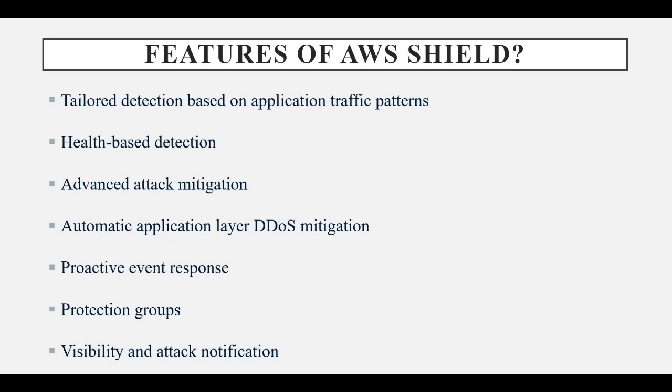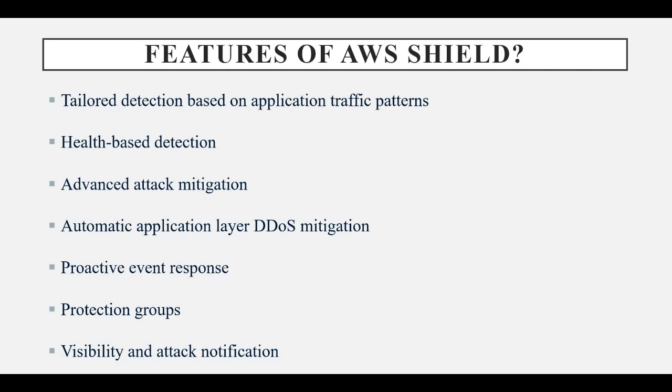It has tailored detection based on the application traffic pattern. So it detects the threats based on the application traffic pattern, and health-based detection, so any health-based issues it can easily detect. And advanced attack mitigation: using the AWS Shield Advanced tier, we can mitigate attacks. The next is automatic application layer DDoS mitigation. It only focuses on layer 7, the application layer, with automatic mitigation.